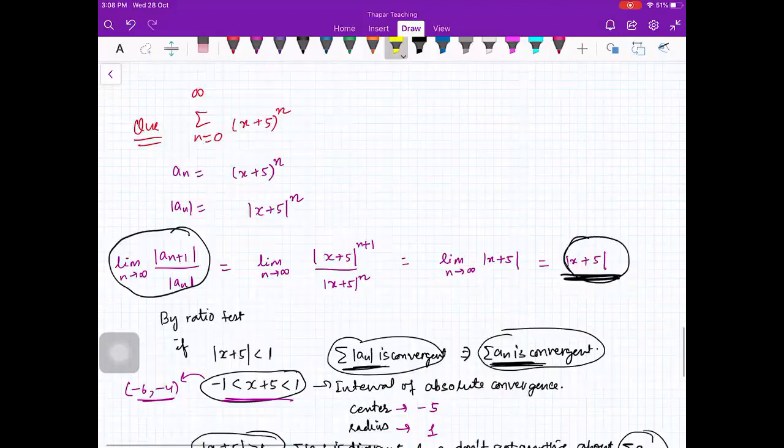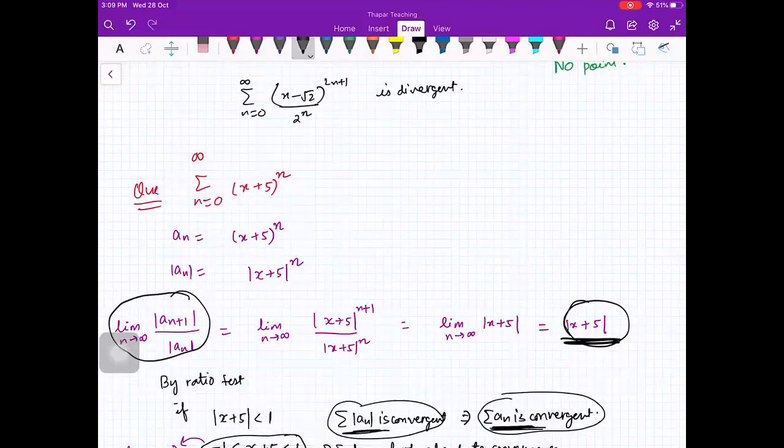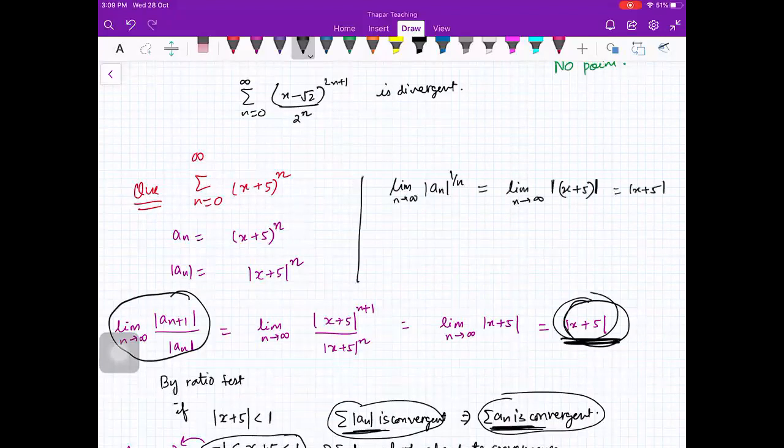Ma'am, in the last question, would the root test also work? You can apply root also, beta. You go for mod an raised to power 1 by n. Again, you will get the same limit, limit n going to infinity, mod of x plus 5. So again this limit is mod x plus 5. With ratio or root, you will get the same thing, which you will make less than 1. Got it?